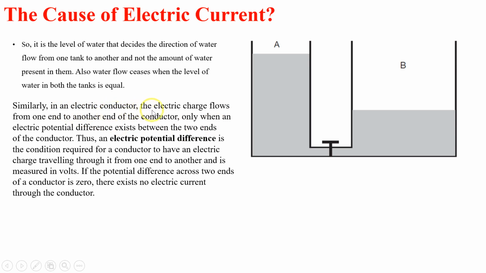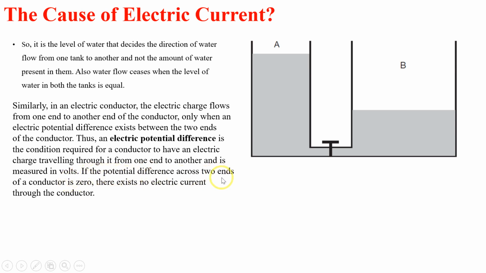Similarly, in an electric conductor, the electric charge flows from one end to the other end of the conductor only when an electric potential difference exists between the two ends of the conductor. If the level of the charge is different at two points in the conductor, we can say that the electric current will start moving. Thus, an electric potential difference is the condition required for a conductor to have an electric charge traveling through it from one end to another, and it is measured in volts. So the unit for measuring the electric potential difference is the volt.